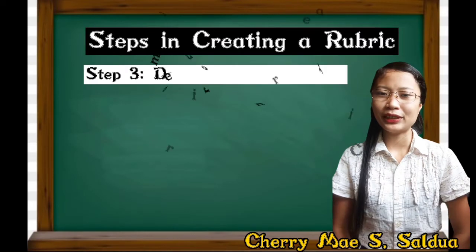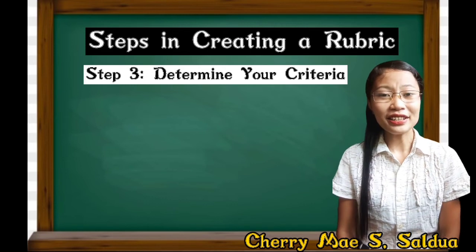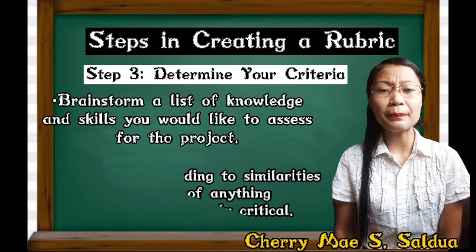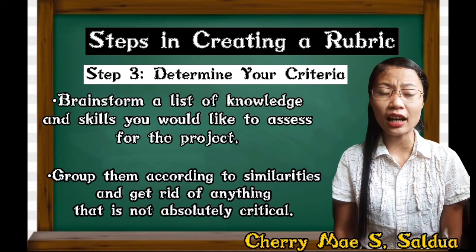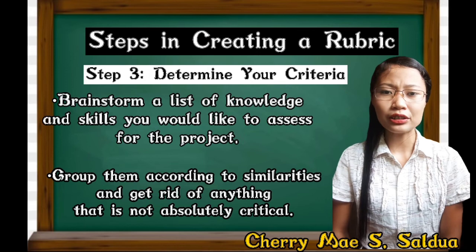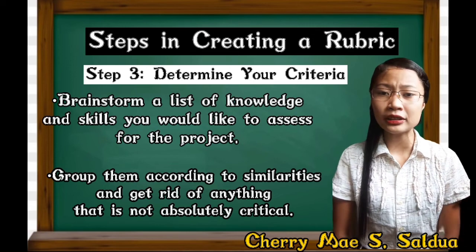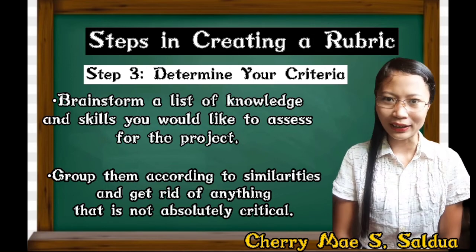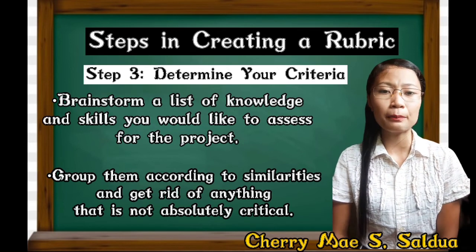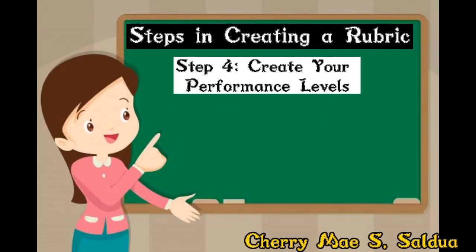Now the third step would be to determine your criteria. This is where the learning objectives for your unit or course come into play. Here, you'll need to brainstorm a list of knowledge and skills you would like to assess for the project. Group them according to similarities and get rid of anything that is not absolutely critical. Remember, a rubric with too much criteria is difficult to use. Try to stick with at least 4 to 7 specific subjects for which you'll be able to create unambiguous and measurable expectations in the performance levels. You'll want to be able to spot the criteria quickly while grading and be able to explain them quickly when instructing your students. The fourth step in designing a rubric is to create your performance levels.